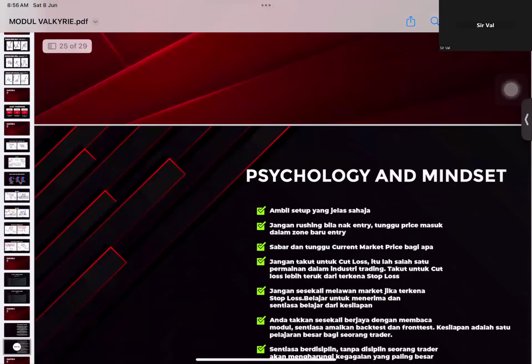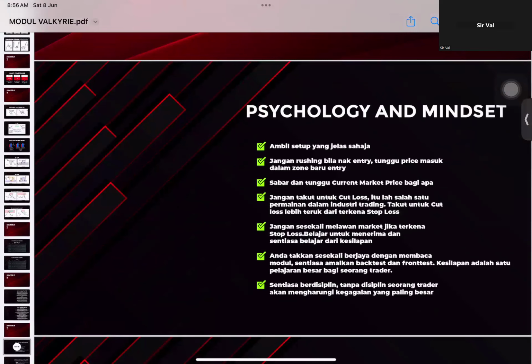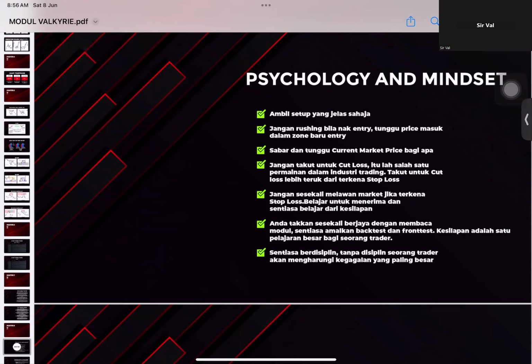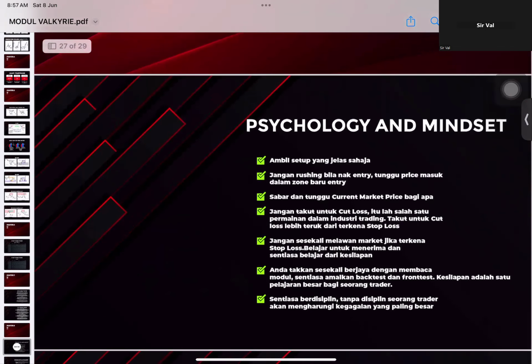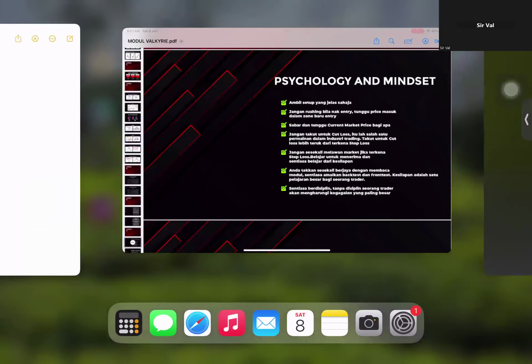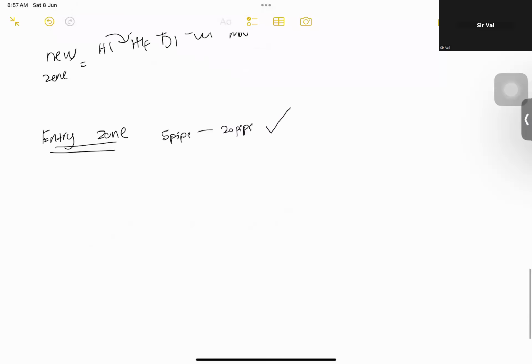So next, my psychology is just take the clear setup only. No need to rush, no need to chase the market. If you have missed the entry, you wait for the new zone. So don't rush. You need to be patient waiting for the CMP. Don't be scared of cutting loss. How do I use cut loss? I will cut based on the CMP.